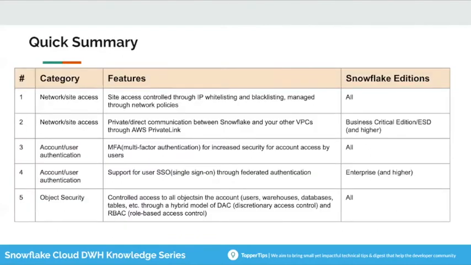Let's have a quick summary. Point 1, network and site. There are 2 points related to the network, and in which Snowflake edition these things are applicable. You can control whitelisting and blacklisting of any IPs, and it is applicable in all Snowflake editions. But point number 2 says when you want private and direct communication between Snowflake and your virtual private cloud, then you need Business Critical.